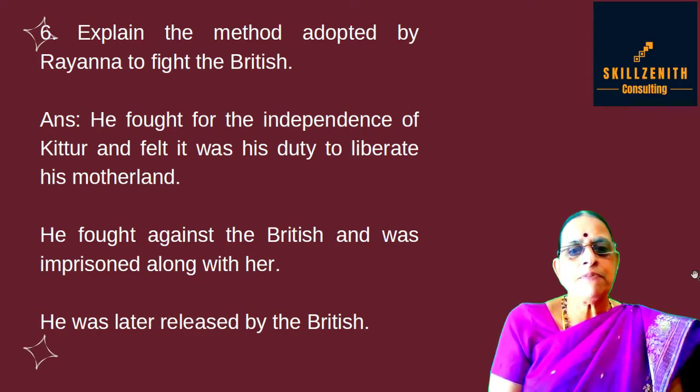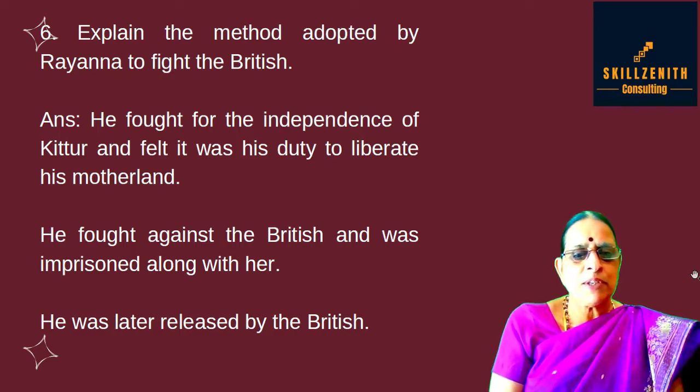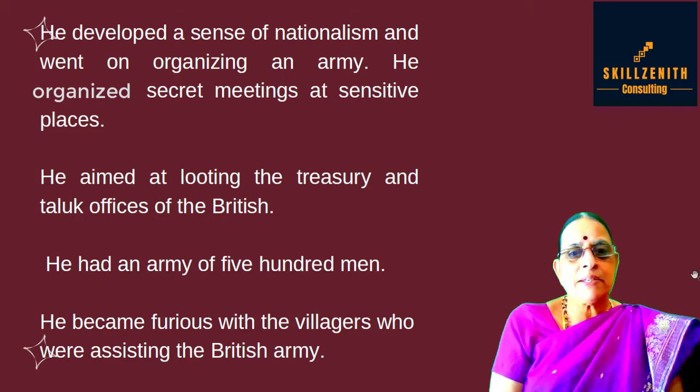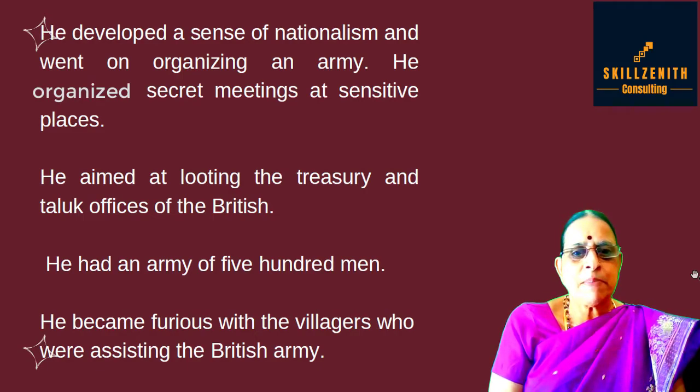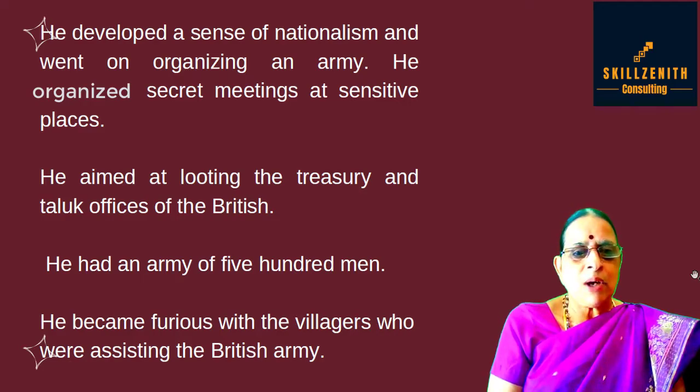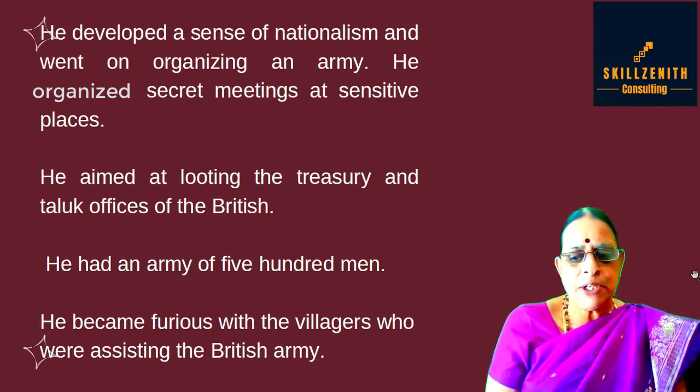Answer. He fought for the independence of Kittur and felt it was his duty to liberate his motherland. He fought against the British and was imprisoned along with her. He was later released by the British. He developed a sense of nationalism and went on organizing an army. He organized secret meetings at sensitive places. He aimed at looting the treasury and taluk offices of the British. He had an army of 500 men. He became furious with the villagers who were assisting the British army.